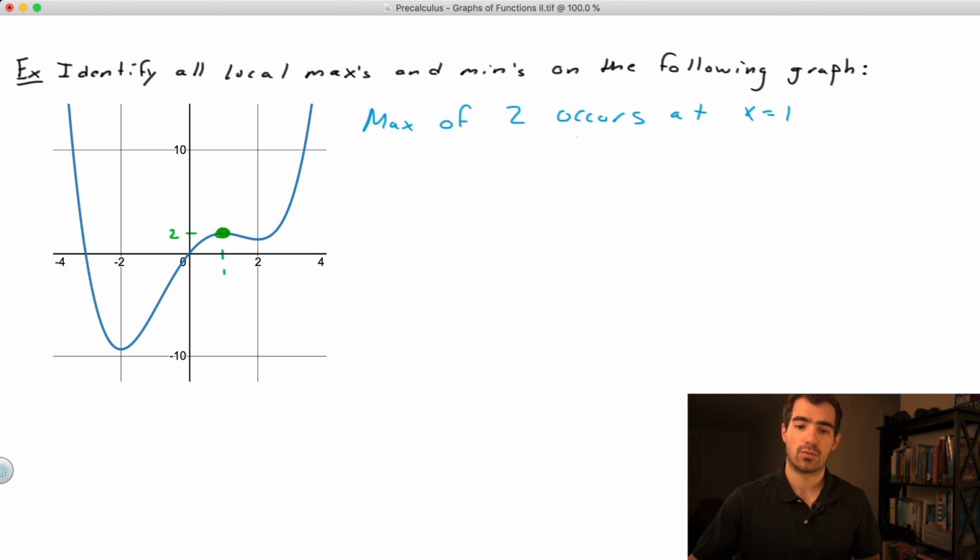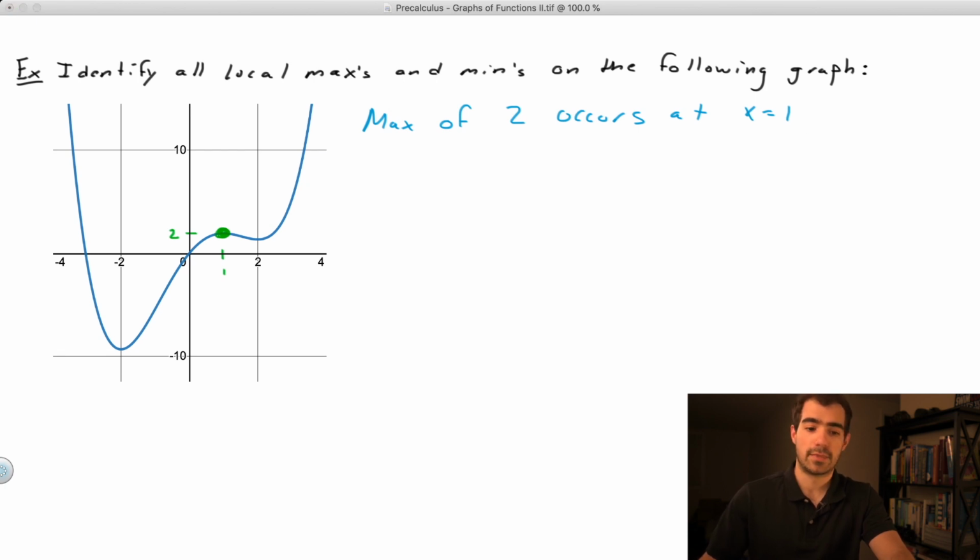So if we're talking about when it occurs, it's going to occur at x is equal to 1, right? That's right here. And the actual max value itself, like what's the actual value, that's going to be 2, which occurs right here, so along the y-axis. So the actual max value itself is going to be the y value. When does that max value occur? That's going to be the x value. And so we have a max of 2 that occurs at x is equal to 1.